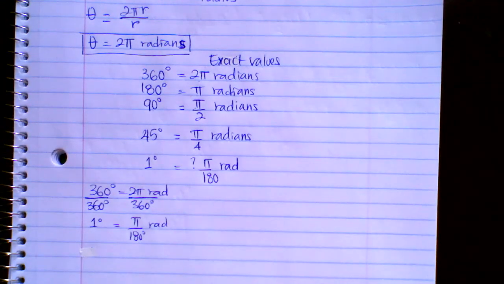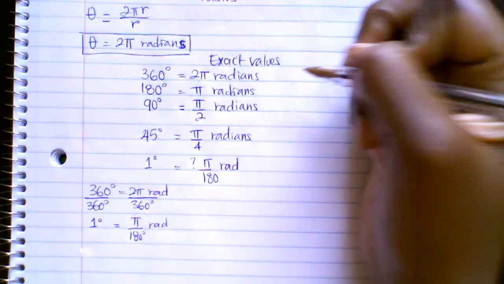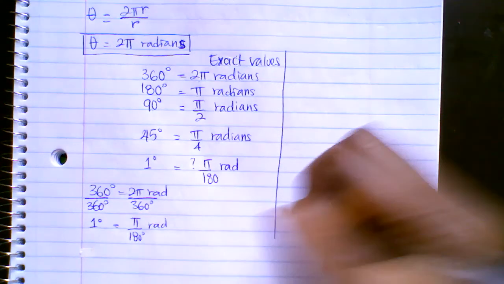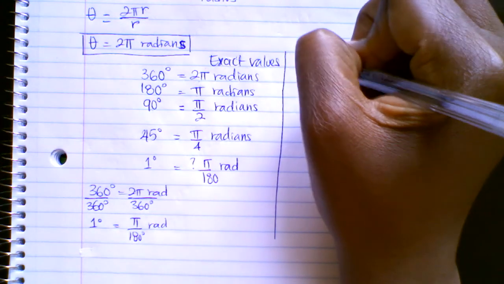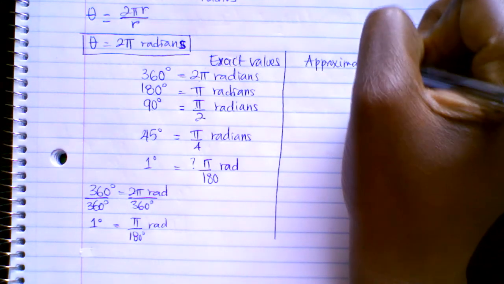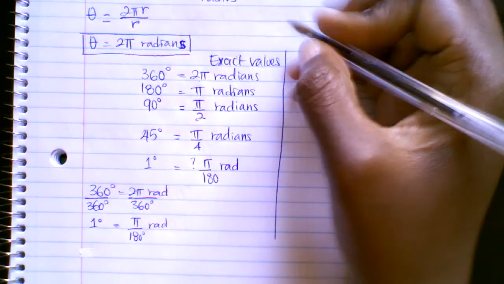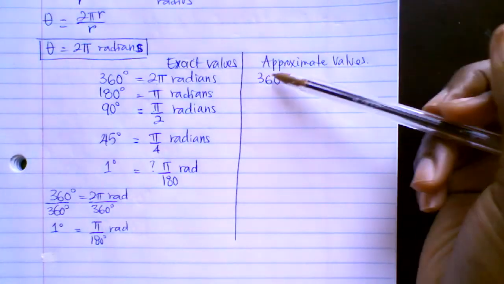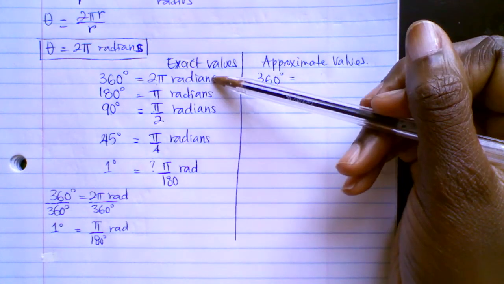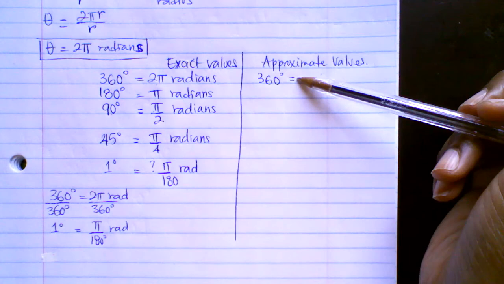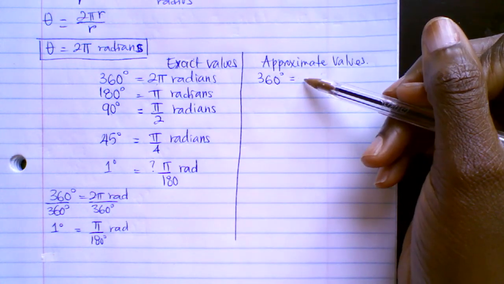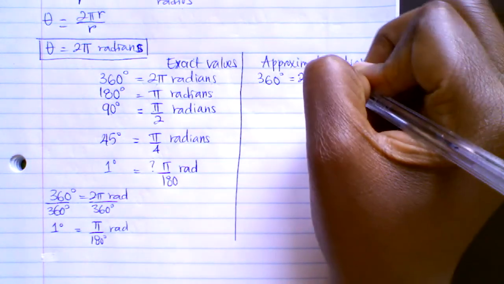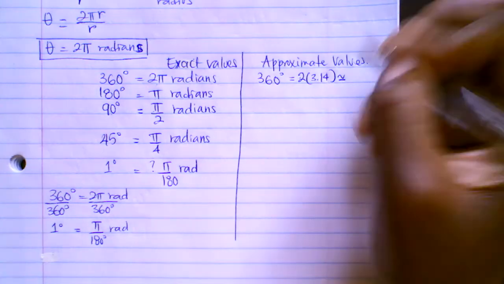Okay, so let's continue. I found the exact value. Now let's find the approximate value in radians. So we know that 360 degrees is 2 pi radians. I want to find the approximate value in radians, so I'm going to take 2 and multiply with 3.14. You do 2 times 3.14, and it's approximately equal to 6.28 radians.